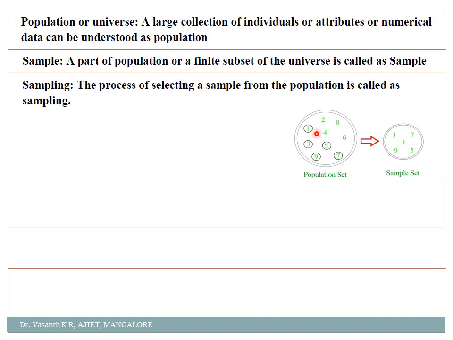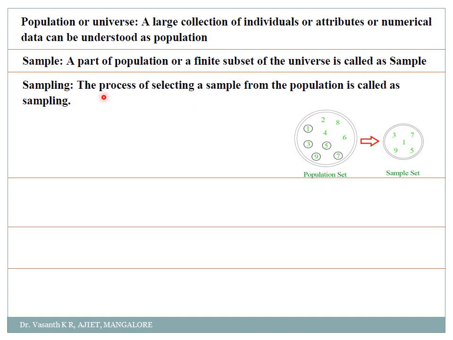In the same way, in sampling theory, we define a sample as a part of the population, or a finite subset of the universe. It means we are selecting certain parts from the population or the universe, and that is nothing but a sample. Next, sampling.